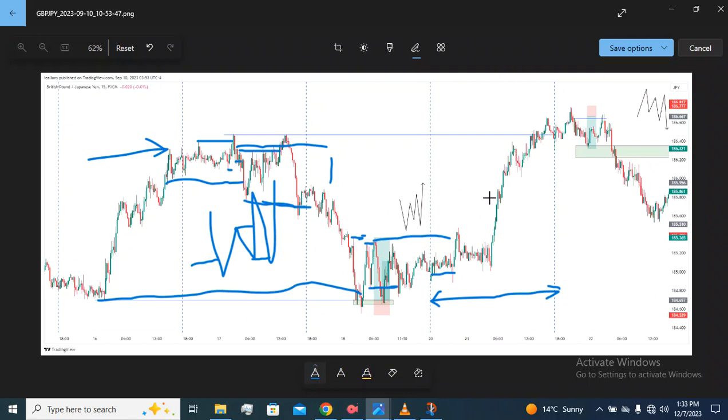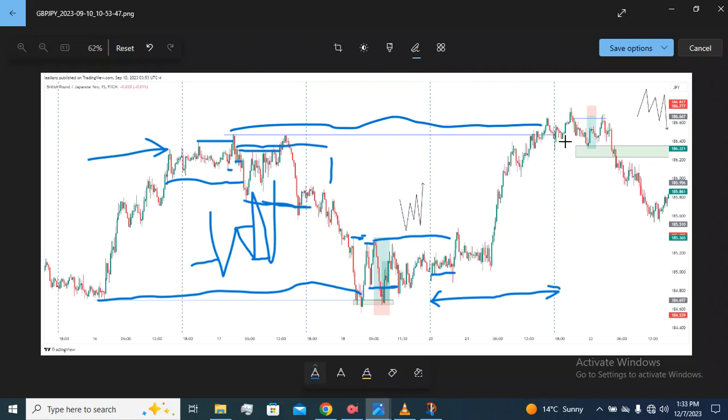Yeah, that is it. This was not a really good one. And we come here, this is where I took another position, because we had a clear sweep of liquidity, as you can see. This one is very clear with that line.